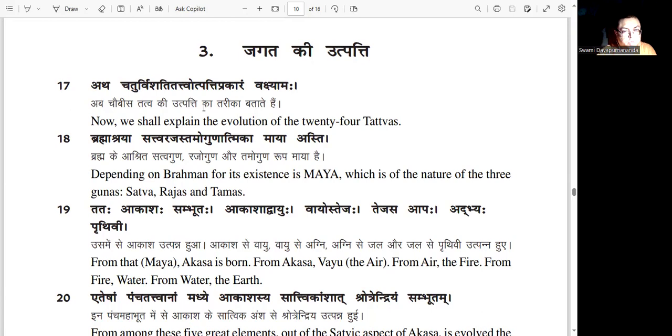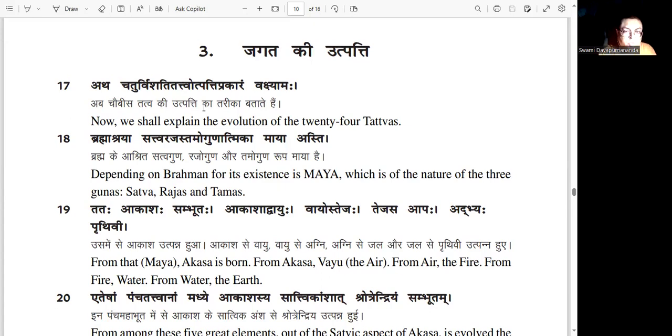Tataha Akasha Sambhuta, from there the Akasha was born. From this Maya, this Akasha is born. This Panchabhuta is called Akasha, Vayu, Teja, Apa, Prithvi. And at the very beginning he speaks of the Akasha. These Sanskrit words are not translatable. Sometimes it has been attempted to translate them in English, but the English meanings may not properly show what these words denote. So we'll keep the original words.